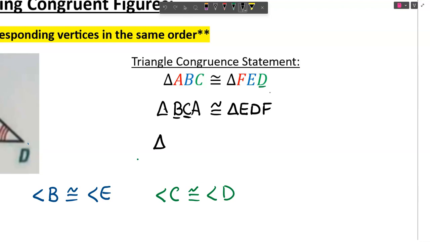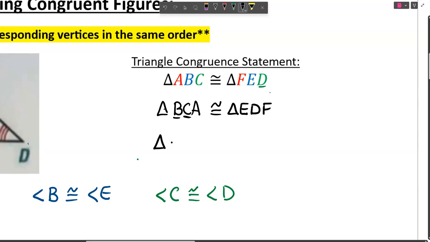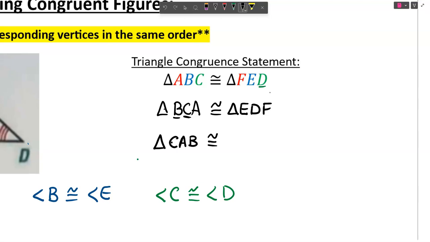So now I want you to try. Looking at this one, if I now call this, let's actually call it CBA. Actually, let's do CAB. I'm just thinking on the fly here. What would the name of the other triangle have to be called to show that it's congruent?